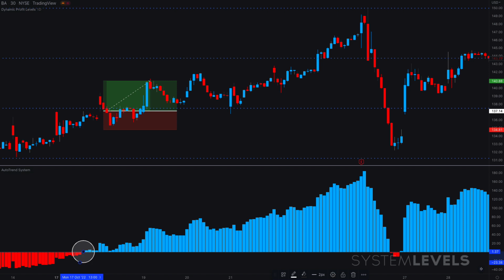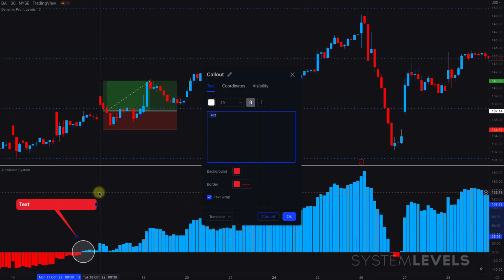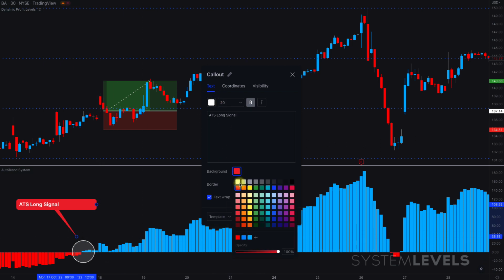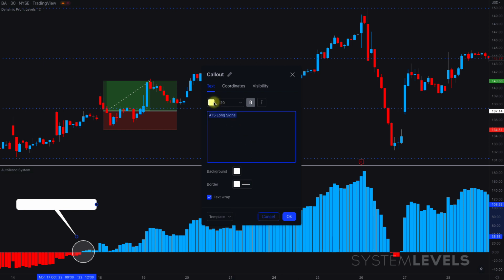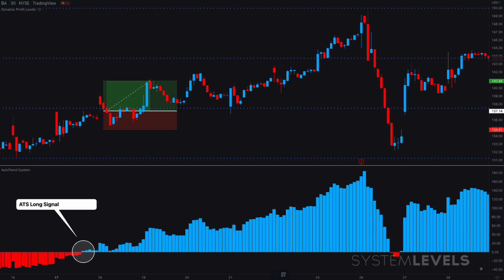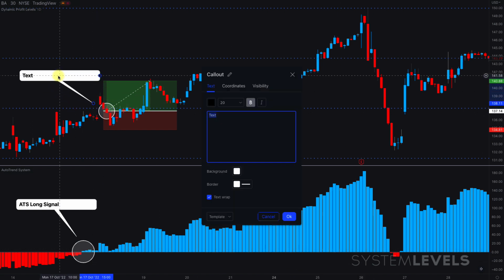So we have our trend change here, right? So we have an ATS long signal. We can make this white and the text black so we can really see it. So we have an ATS long signal, and then right here we get our entry. That is our entry long.